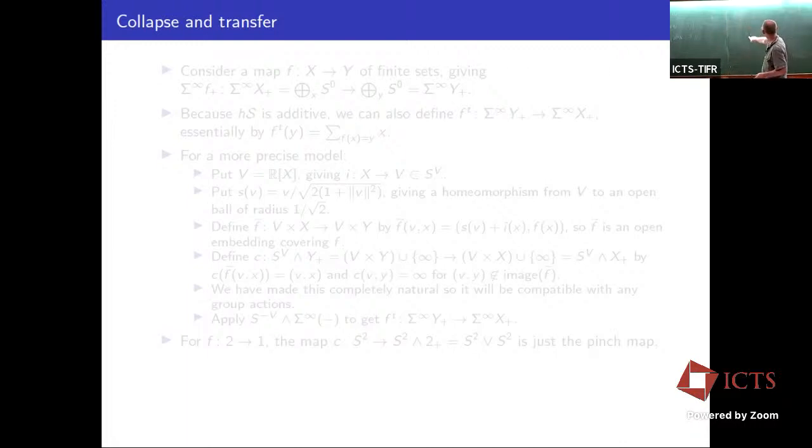Okay, so I take a wedge of 0A, 0B, 0C. When you take a wedge, remember, you just glue together the base points. So this is just the same as this. And S⁰ is just 2 points. So X₊ is just a wedge of 3 copies of S⁰.